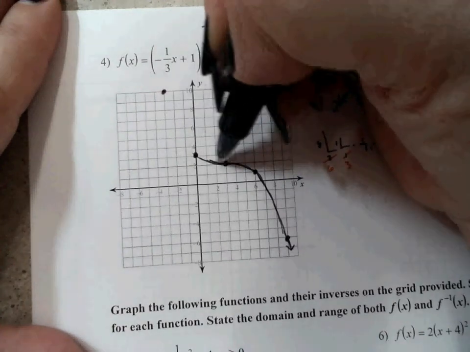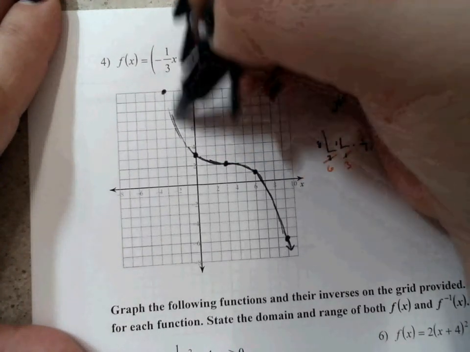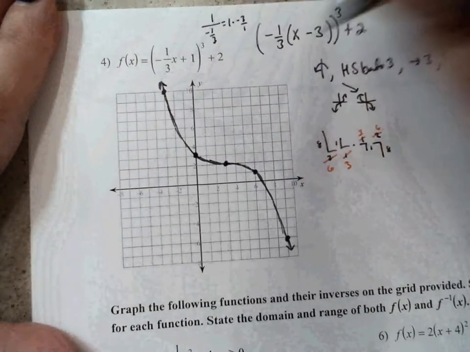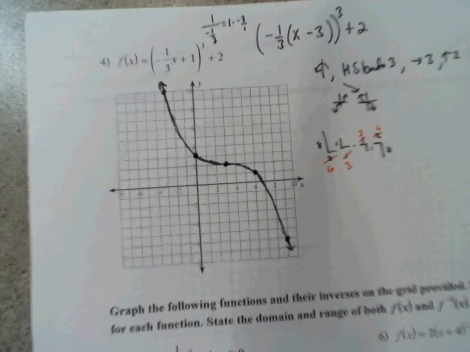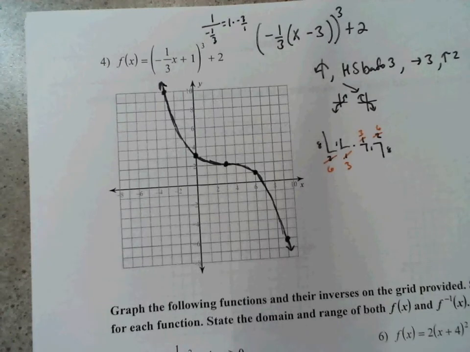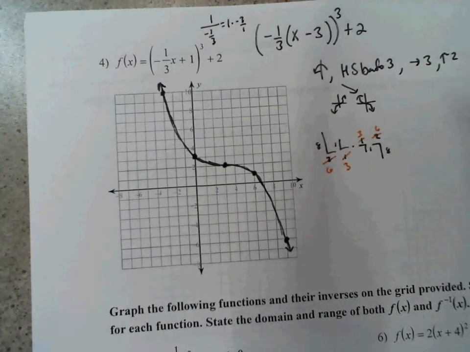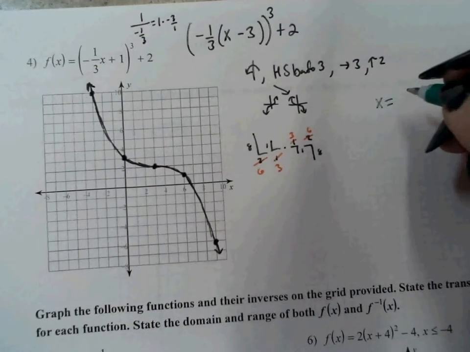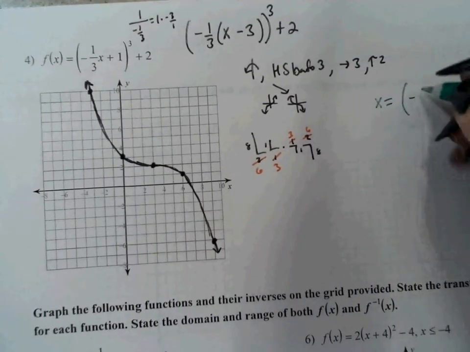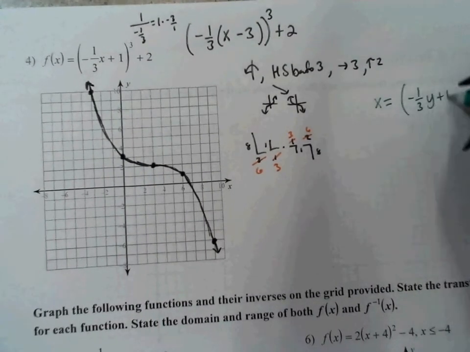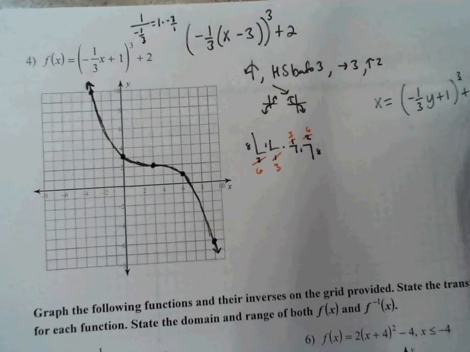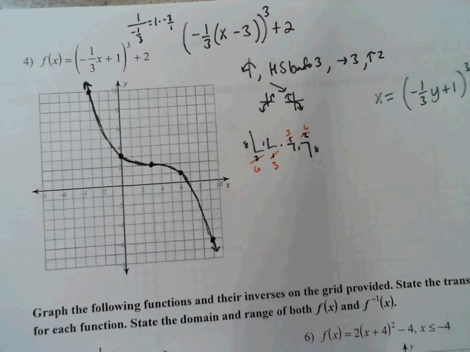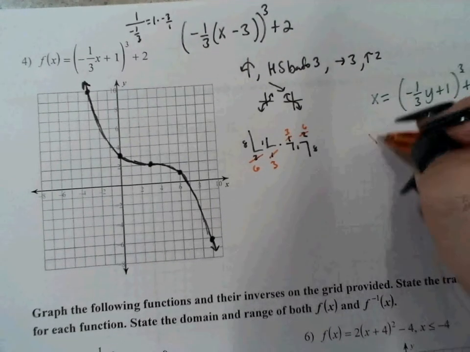Sorry guys, that 3 and 4 are basically the same problem. I must have changed one of them and not changed the other, or not noticed. Okay, finding the inverse. X equals negative 1/3 y plus 1, all cubed, plus 2. You could use this form in order to find the inverse. It's just up to you.